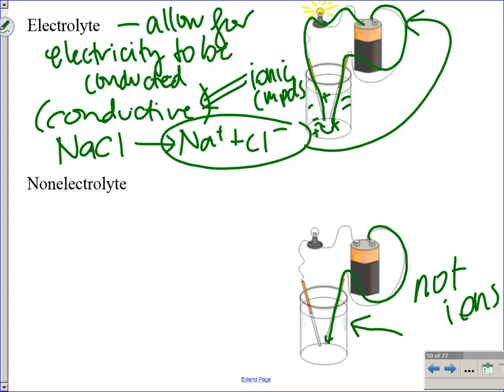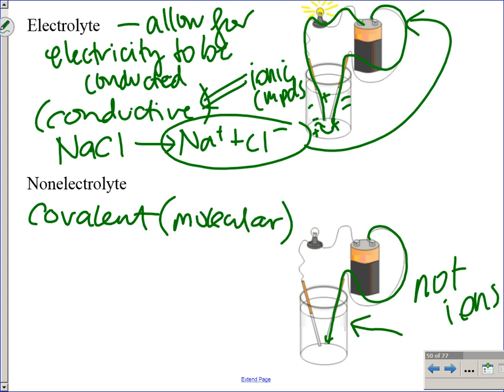So what would be some good examples of non-electrolytes, things that don't ionize? Covalent things, right? We really got two options here, ionic or covalent. Another word for covalent compounds is molecular. That's just another term for that. So they are non-conductive because they don't ionize in solution.